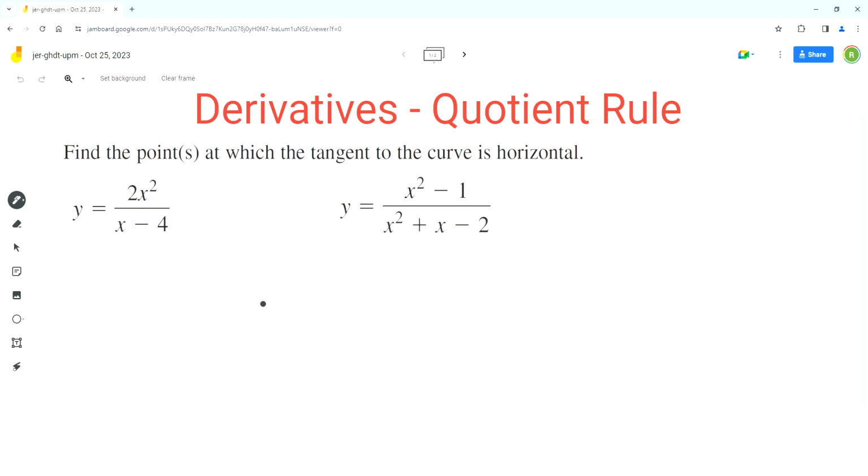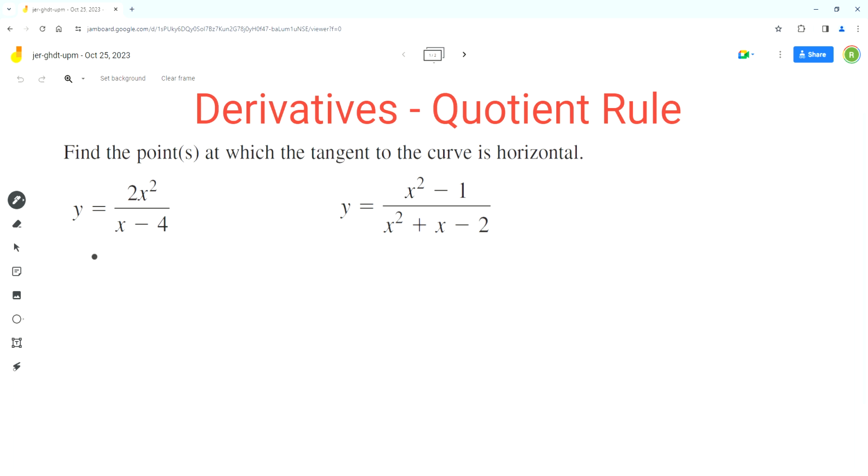So in this video, we'll solve this problem using the quotient rule of derivatives. As per the problem, find the points at which the tangent to the curve is horizontal. We know that a tangent is a line, and if a line is horizontal, that means its slope is equal to 0. So the first step here is to find the derivative of the given function because that will represent the slope of the tangent line.